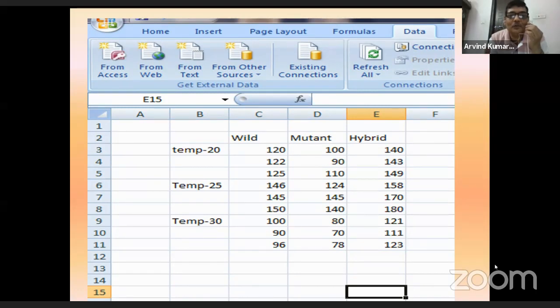And here mutant, wild type, hybrids, their number of eggs laid are being shown. Then temperature is 20, 25, and 30. And since you have repeated the experiment thrice, all such data has come.